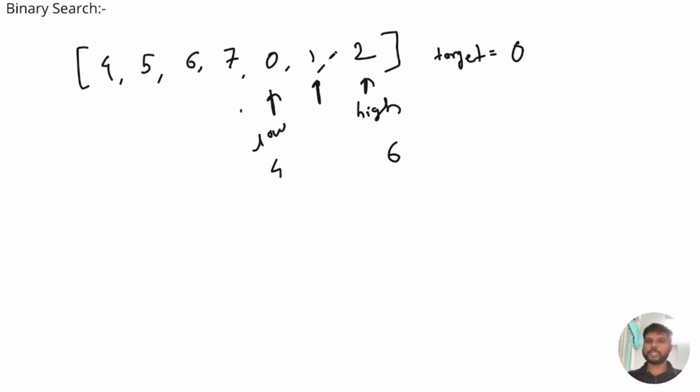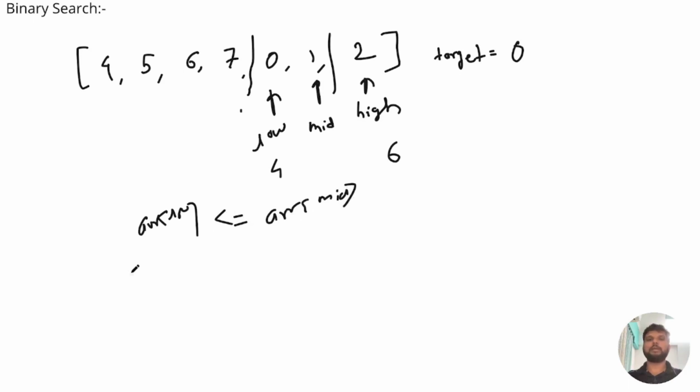Now we check whether this particular part of the array is sorted or not. So we compare array of low is lesser than or equal to array of mid, right? As 0 is lesser than or equal to 1, we know that this part of the array is sorted. So again we check whether 0 can exist in this part of the array or not. Well, 0 is lesser than or equal to 0 and smaller than or equal to 1, so 0 exists in this range. We can definitely say that the target exists in this part of the array.